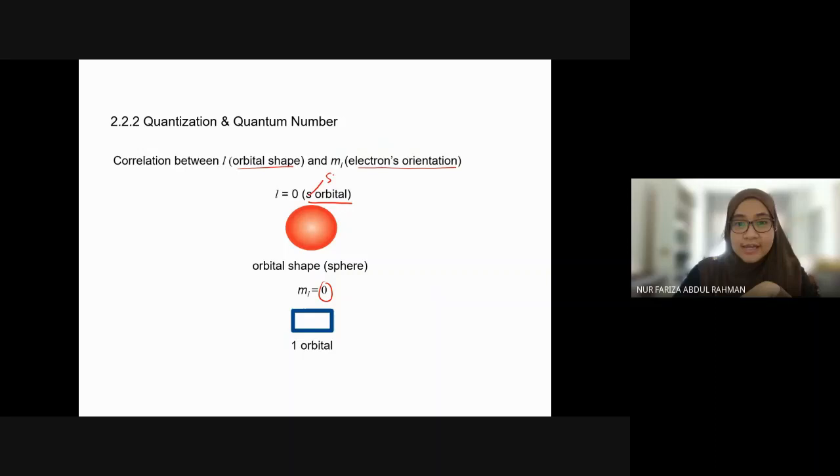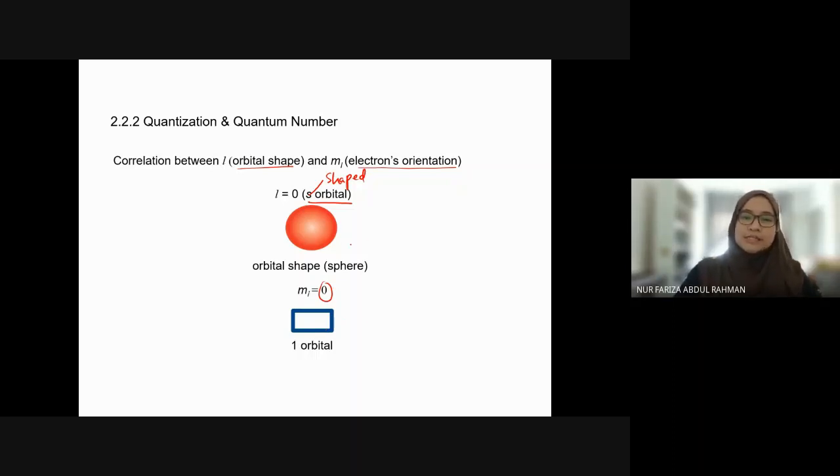Kalau saya nak cakap S shape orbital has one orbital sahaja, tu mungkin agak confusing kat situ. Tapi maybe for P nanti you can see clearly. So we have one orbital because this ML is equal to 0, it represents the number of orbitals present for that particular orbital. Faham ke tu? Okay, alright.